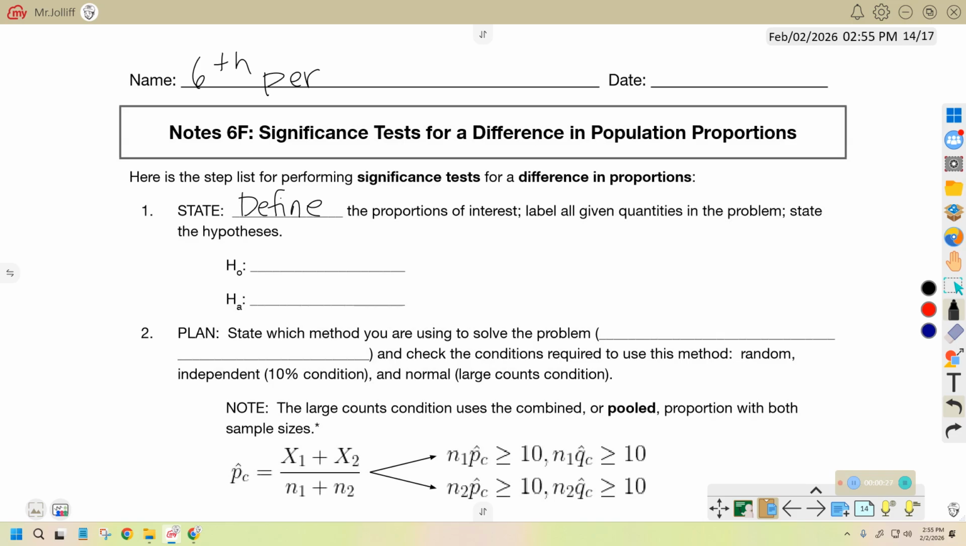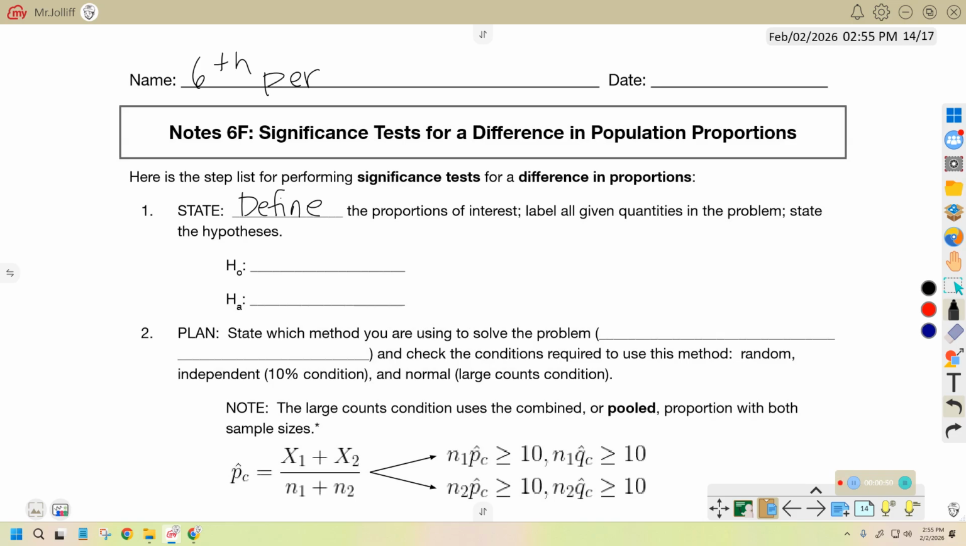The two should sound very familiar except for one or two different words in them, because we're usually comparing groups that are similar except for one important characteristic that's different. We should label all the quantities we're given in the problem. This time we're going to have twice as much info because I have two groups that I should have sample data for. And then I state my hypotheses.